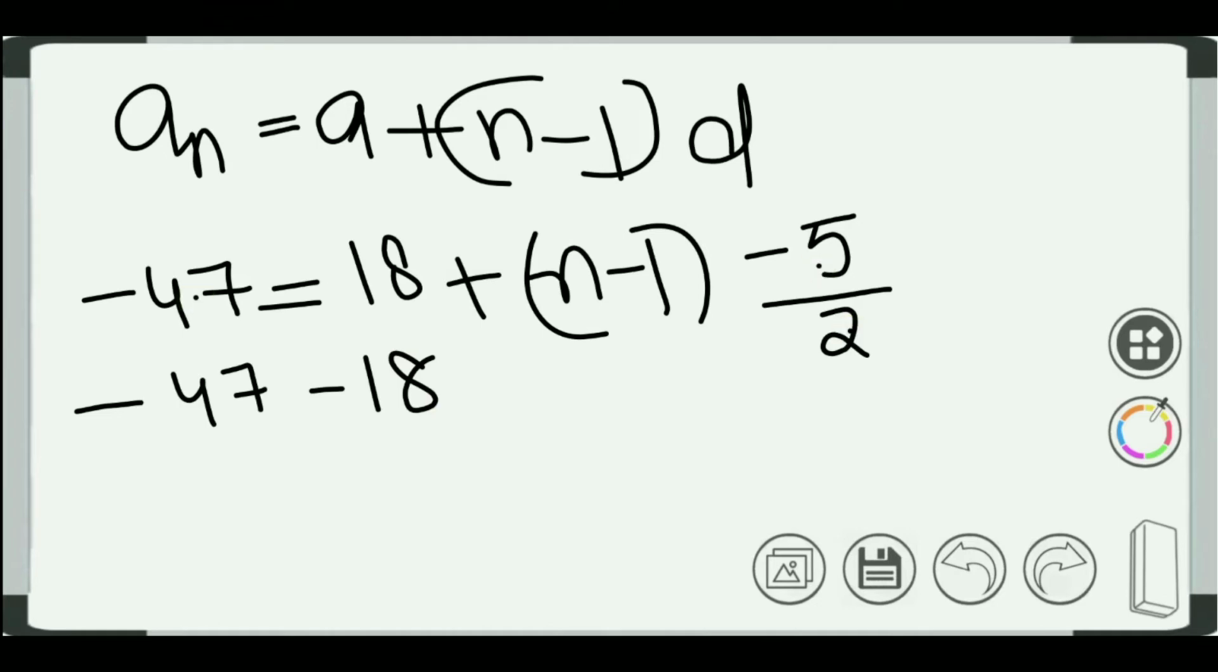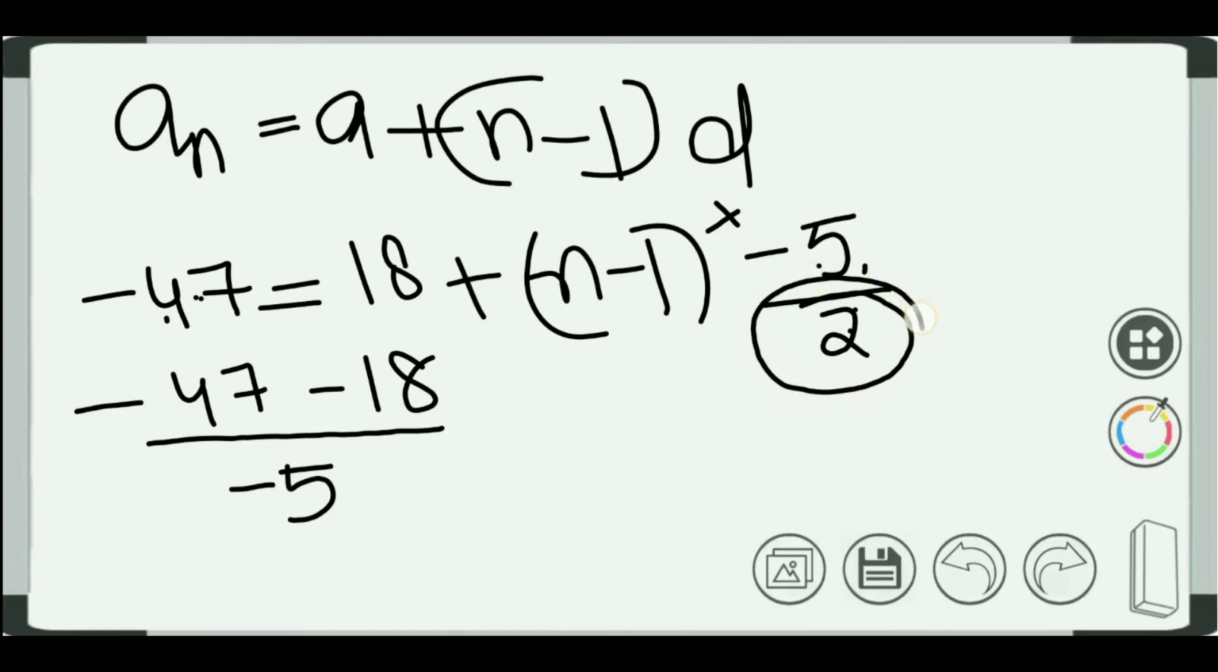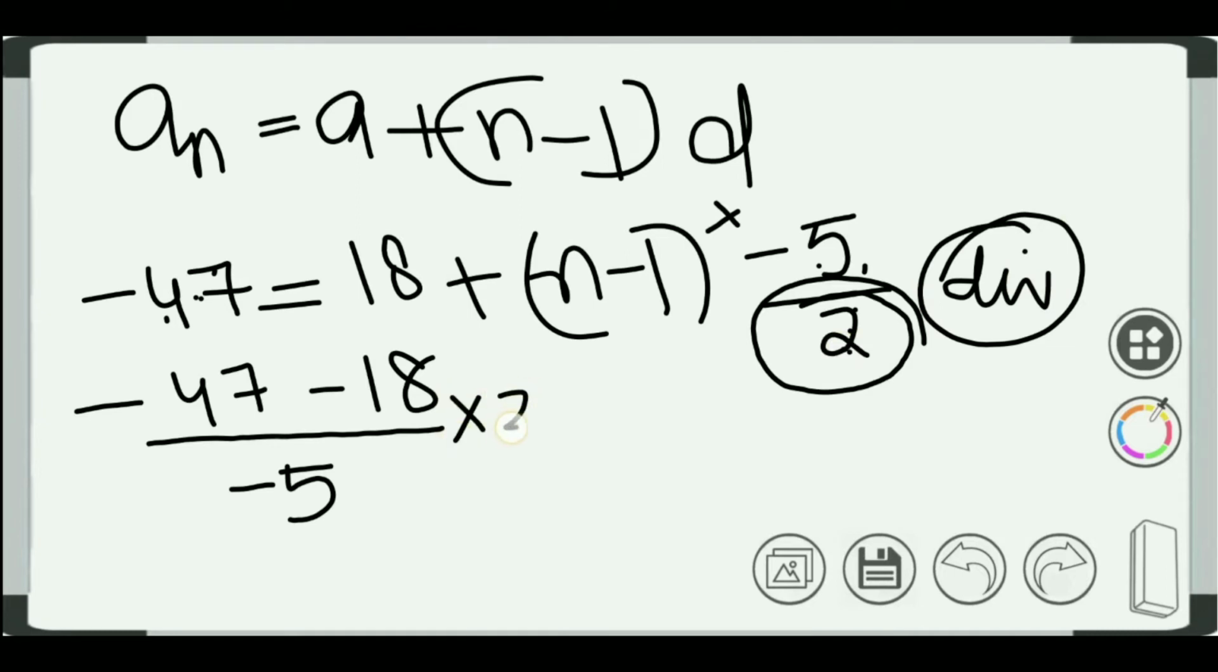Okay. This is a shortcut. See, minus 5 by 2, I am taking this side. This is multiplication, so when I am taking this side, it will become division. So minus 5 will be divided by minus 5. And see, divided by 2. When I take this 2 this side, this is division, so this divided by 2 will become multiplied by 2. So into 2. Now we have taken 18 and minus 5 by 2 this side.